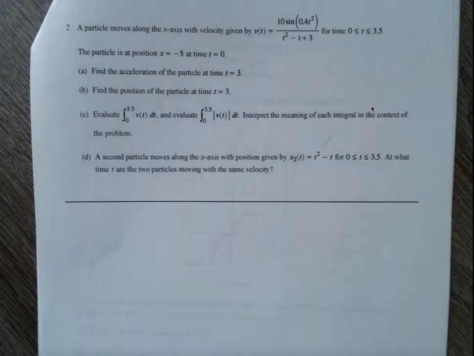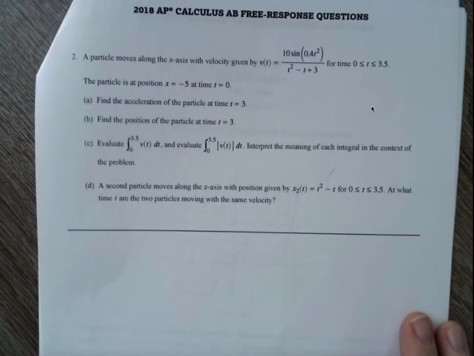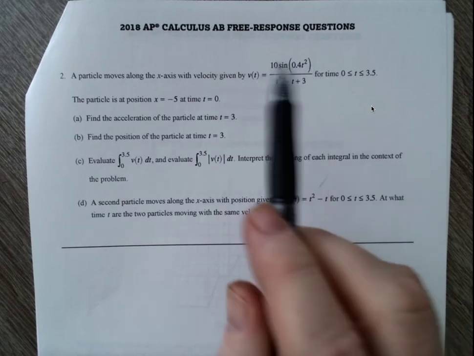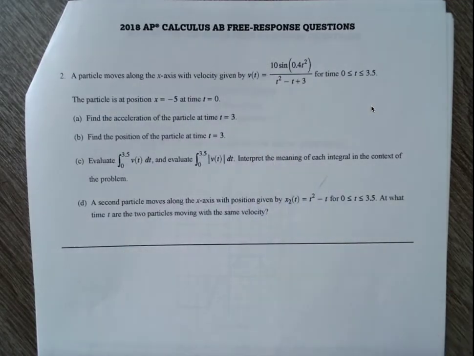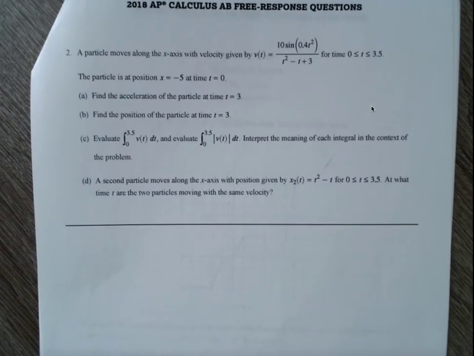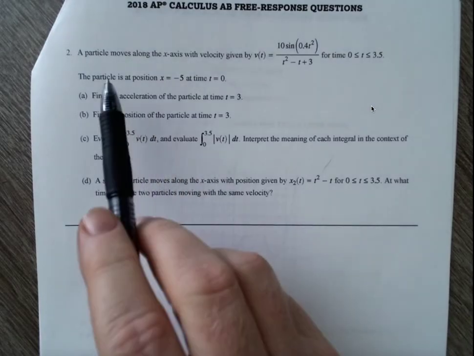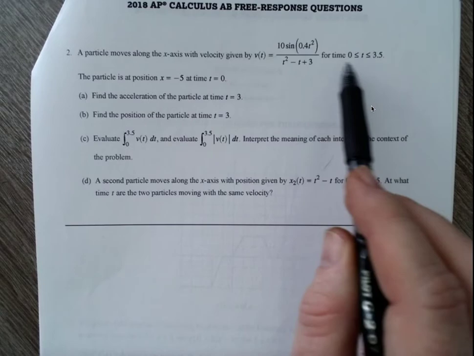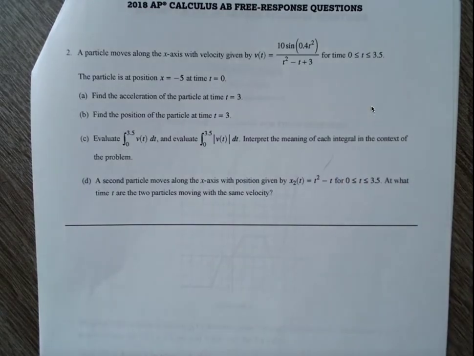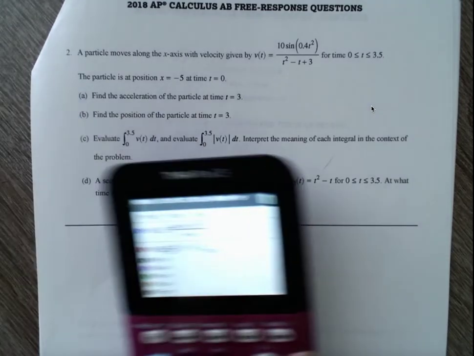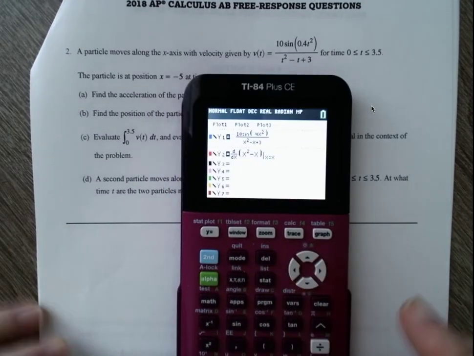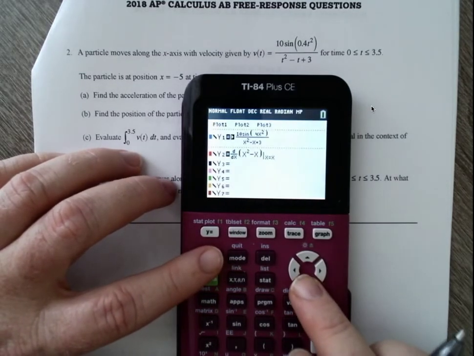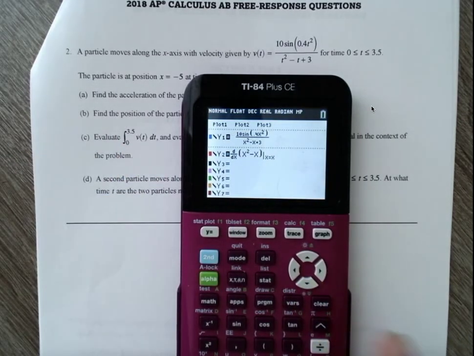All right, this is going to be a recap of the 2018 free response question number 2 for the AB Calculus exam. We're given a particle that moves along the x-axis with a velocity function, for time 0 to 3.5. The first thing I'm going to do is, since this is question 2, it's a calculator question, so I'm going to enter that function into my calculator in y1.